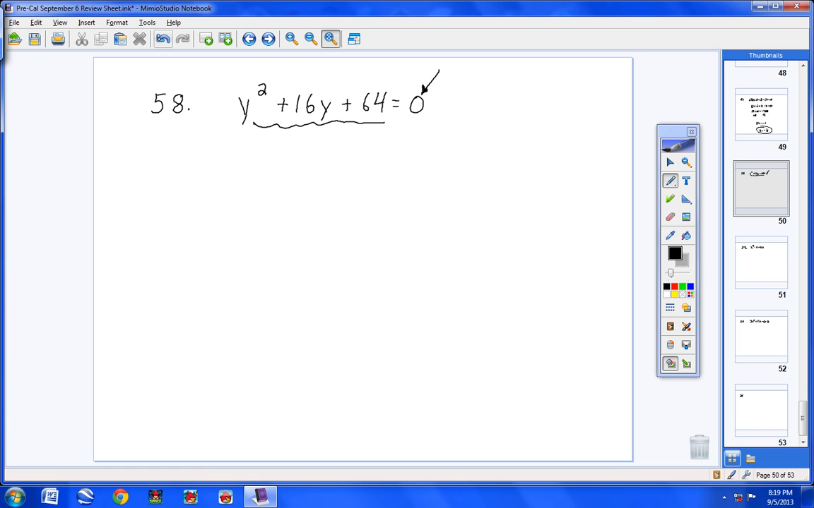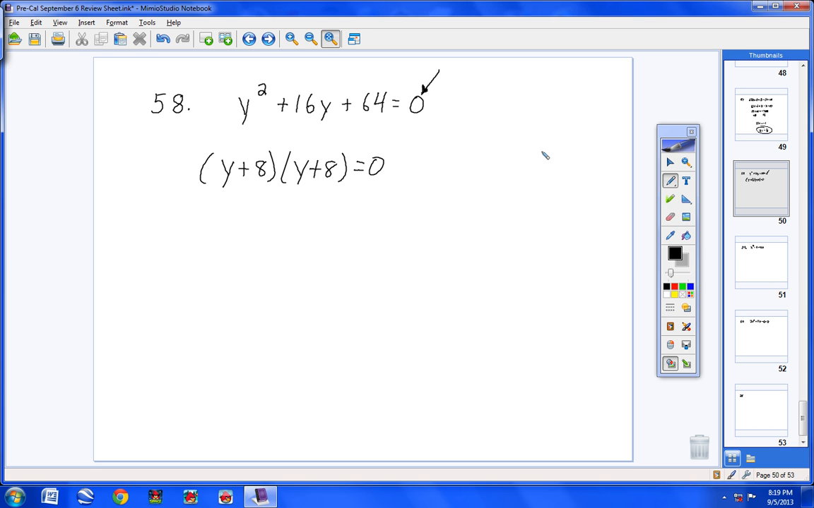Now we're going to factor this. It's a trinomial with a lead coefficient of 1, so we're going to list out all the factors of 64. Now the factors we're looking for are positive 8 and positive 8, because when you multiply those you get 64, when you add those you get 16. So the proper factorization would be y plus 8 times y plus 8 equals 0. All right, easy enough.